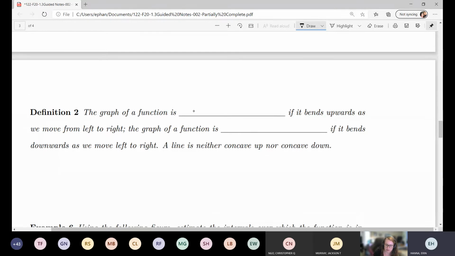So the graph of a function is called concave up if it bends upward as we move from left to right, and I'll show what I mean by that in a second. And the graph of a function is what we call concave down if it bends downwards as we move from left to right. A straight line is neither concave up nor concave down. A straight line does not have any concavity.